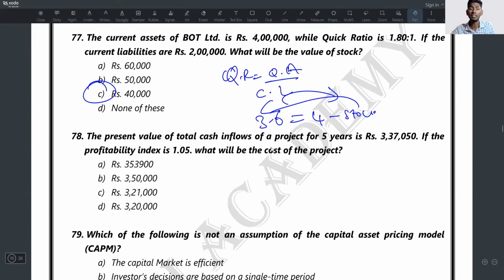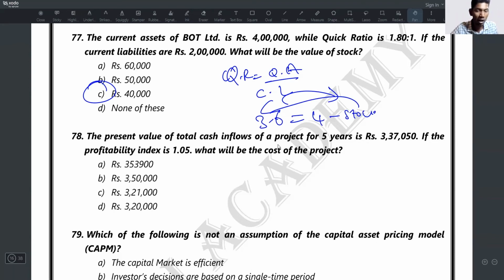If the profitability index is 1.05, what will be the cost of the project? It's quite easy. PI, the profitability index, is equal to the present value of total cash inflows divided by initial investment. Just keep remembering the formula: profitability index equals present value of total cash inflows divided by initial investment.